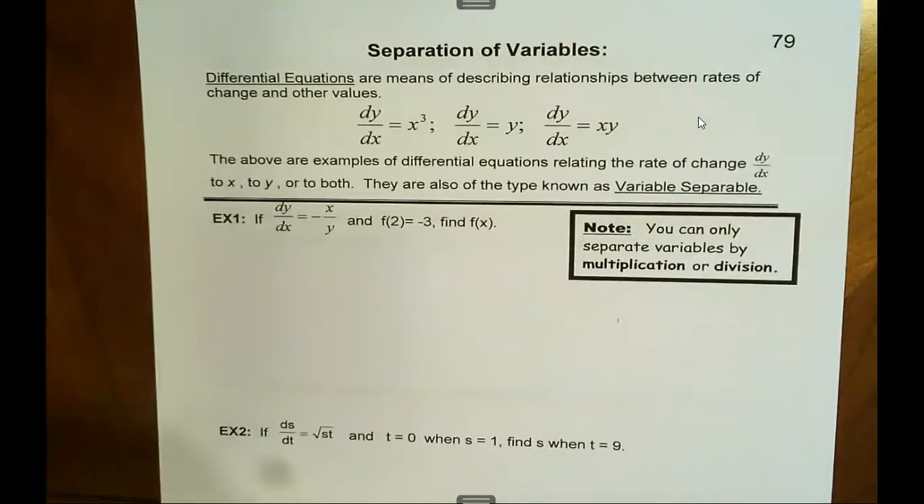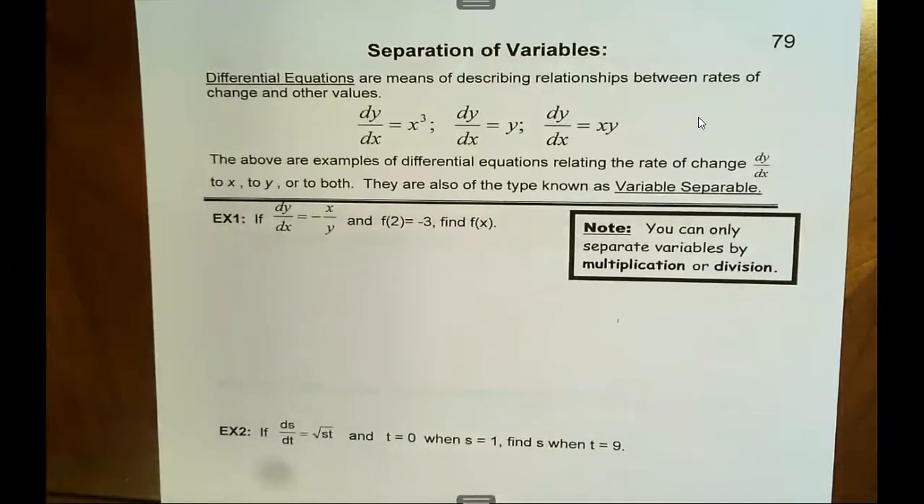This one gives a little better explanation before actually diving in about differential equations, which are what these are called. It's just the relationship between rates of change. So rates of change are slopes, and then the other values that they're equivalent to. So these are all examples of differential equations, the rate of change dy dx related to x and y, or maybe both. And so we have to separate those out.